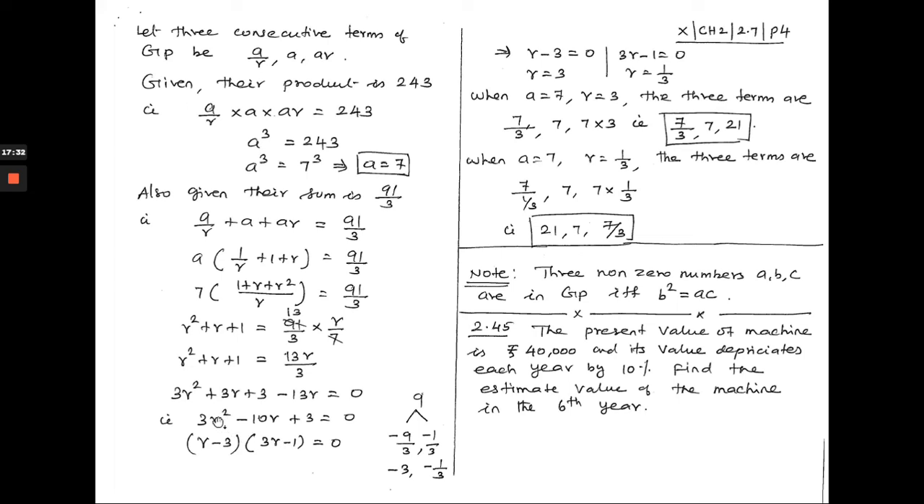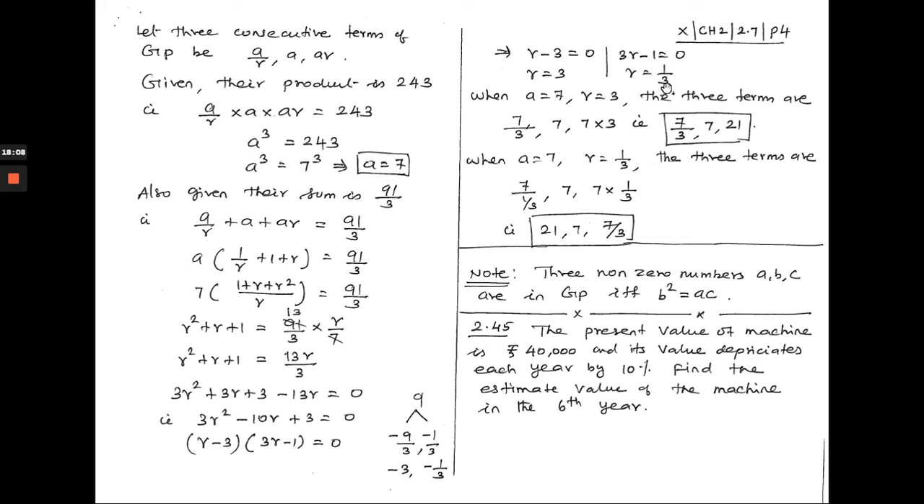So factorize the given quadratic equation. Here 3 into 3 is 9. The product is 9 and the sum of the two numbers is minus 10: minus 9 and minus 1. Here 3 is there. Minus 9 by 3, minus 1 by 3. Minus 3, minus 1 by 3. So (R minus 3)(3R minus 1). R minus 3 is equal to 0 means R is equal to 3. 3R minus 1 is equal to 0 means R is equal to 1 by 3.